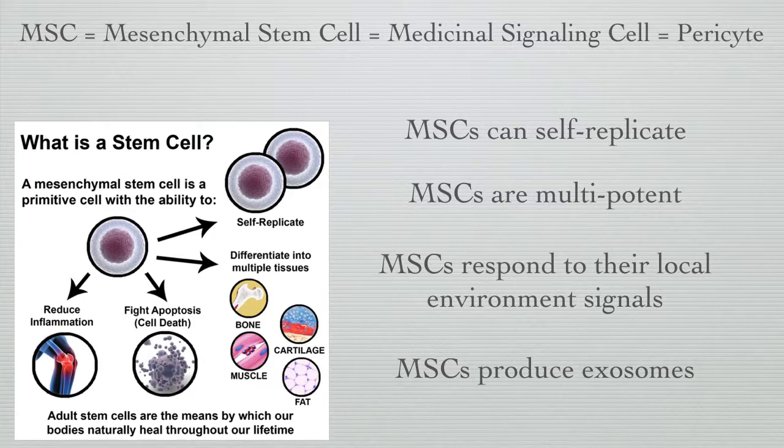Some of the key qualifications of a cell that makes it a stem cell is that it can self-replicate, it is multipotent, stem cells respond to their local environmental signals, and stem cells produce exosomes that contain many of the proteins and other cytokines and products that they export to the extracellular environment.